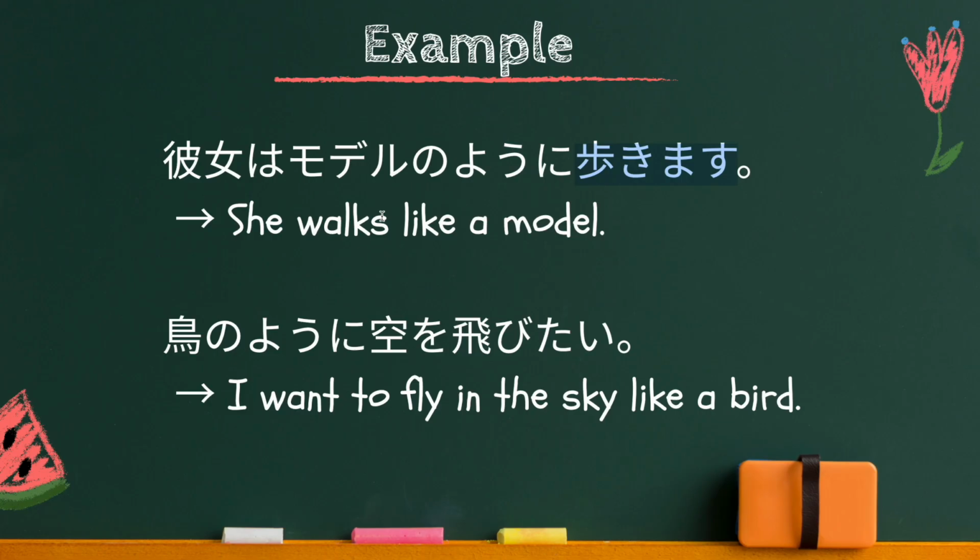Second one, 鳥のように空を飛びたい。Noun のように and a verb. So I want to fly in the sky like a bird, in the same way as a bird does. So this time there is no noun but a verb.